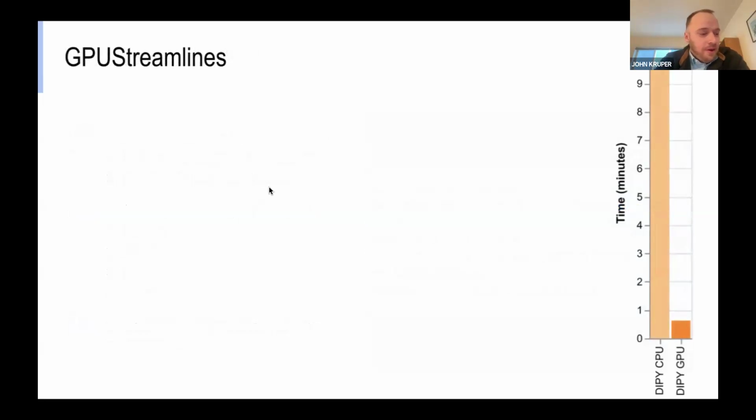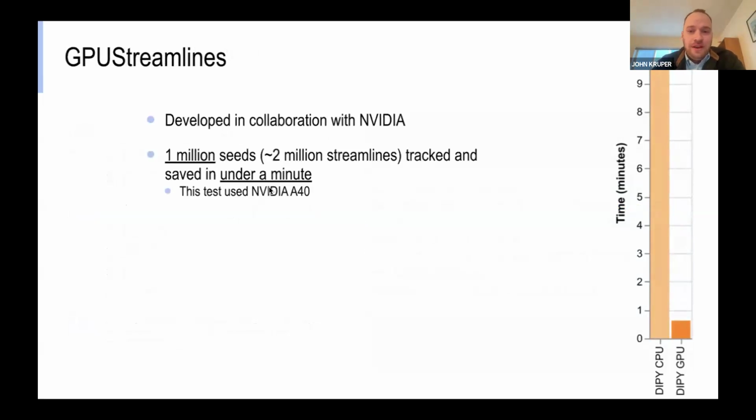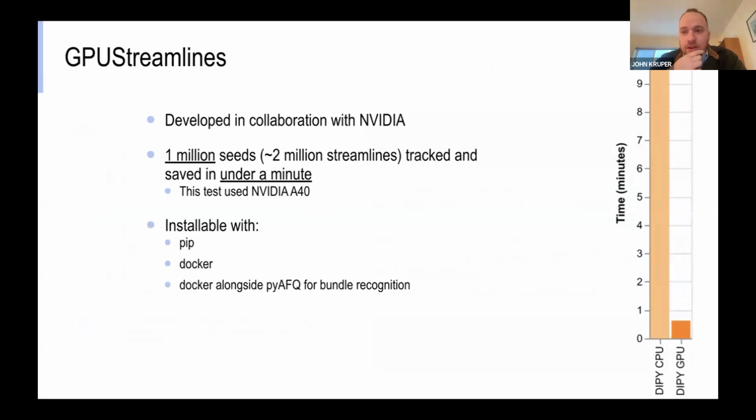So this summer, I worked on a GPU implementation of probabilistic tractography. This was developed in collaboration with NVIDIA. Using this, you can generate streamlines from 1 million seeds, which is about 2 million streamlines, in under 1 minute using the NVIDIA A40. This is in contrast to DIPy, diffusion imaging in Python, which this was based on, and which took over 10 minutes to do the same task, and that's with the recent updates to DIPy. So it's about a 20-fold speedup.